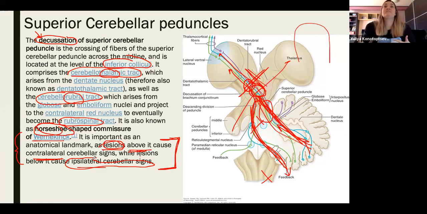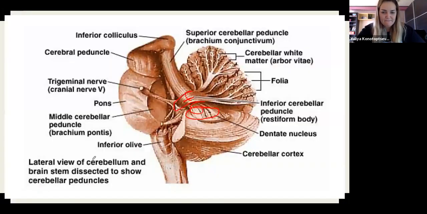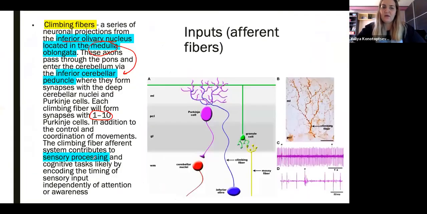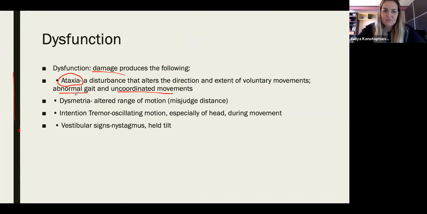If ataxia is already happening, if the person is already tilting to the wrong side, it's already cerebellar damage. That's it. So we don't care about which side it is. It's already enough to know that this is cerebellar damage. Does it make sense? Okay, so that's ataxia. Dysmetria, misjudged distance.